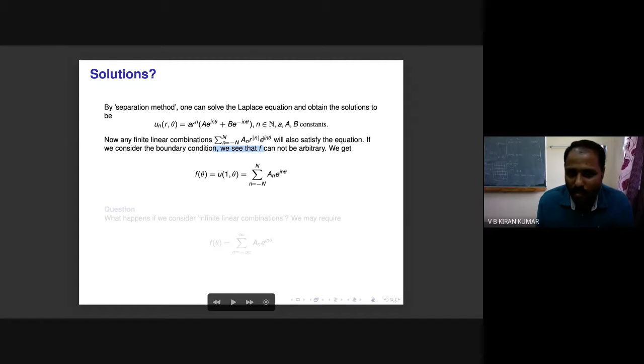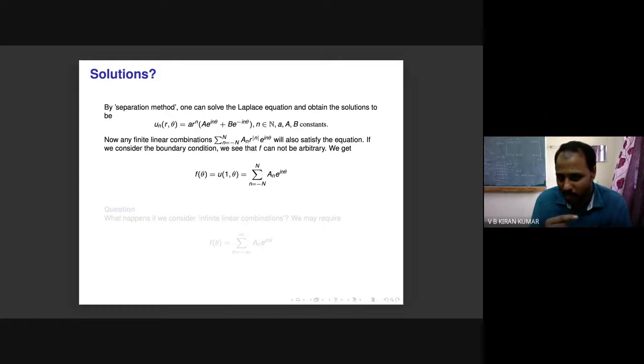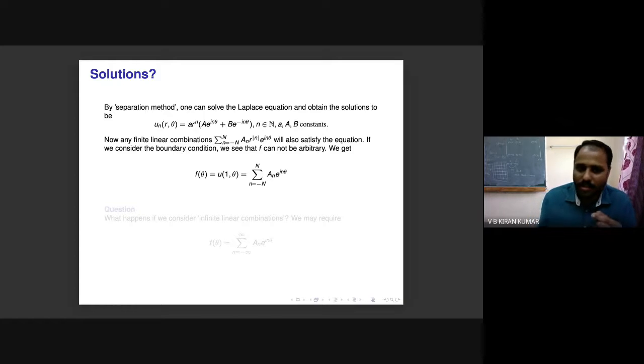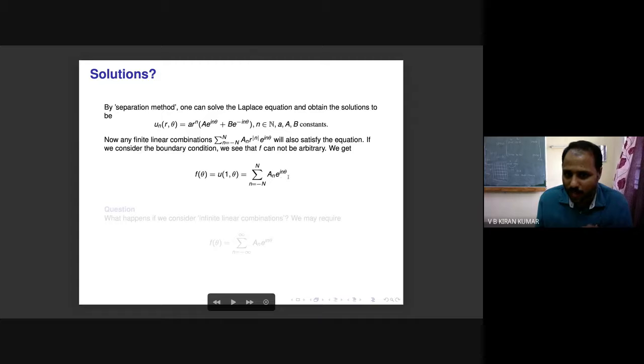this form, so if you write it together, you'll obtain something like this. So any finite linear combination of this form will also satisfy the equation. Now, what happens if we consider boundary conditions? Boundary condition means r goes to 1. So when r goes to 1, this will become this form.